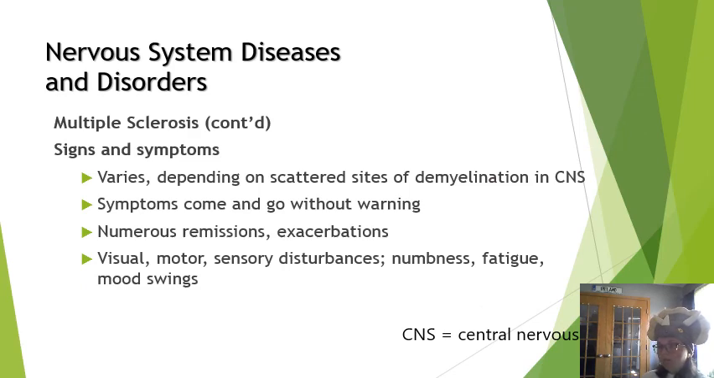Signs and symptoms of MS vary. It depends on the scattered sites of the demyelination in the nervous system. So the symptoms can come with or without warning. There are numerous remission moments that can occur. Visual, motor, sensory disturbances, numbness, fatigue, and mood swings are noted in MS sufferers.